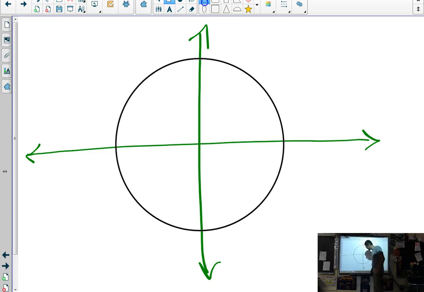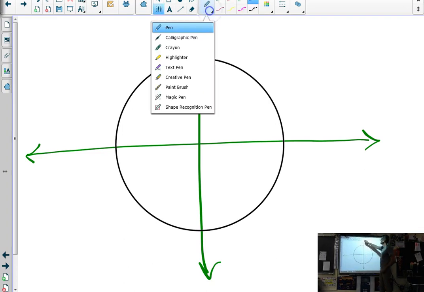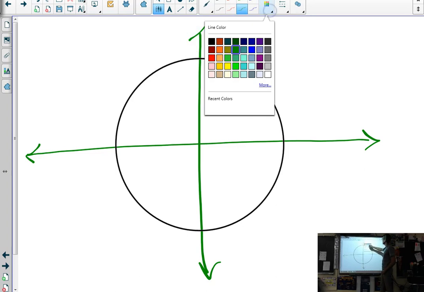Perfect circle. Really, I'm not that sorry.